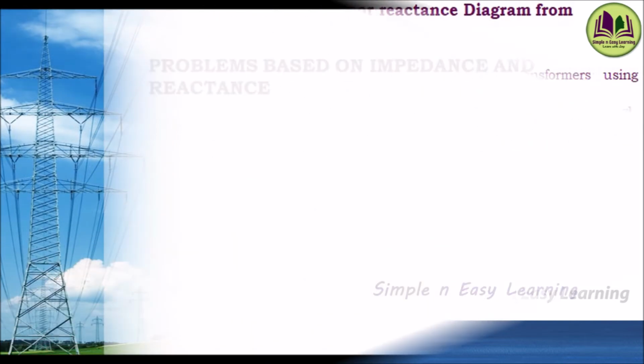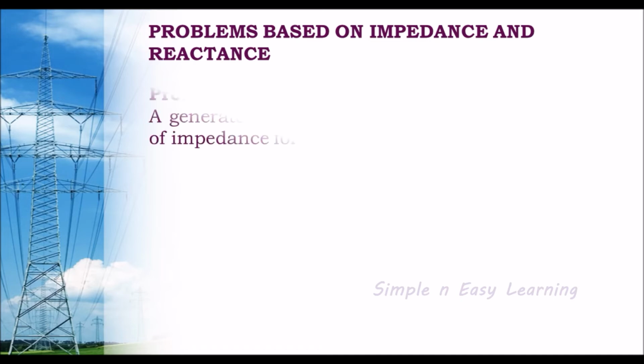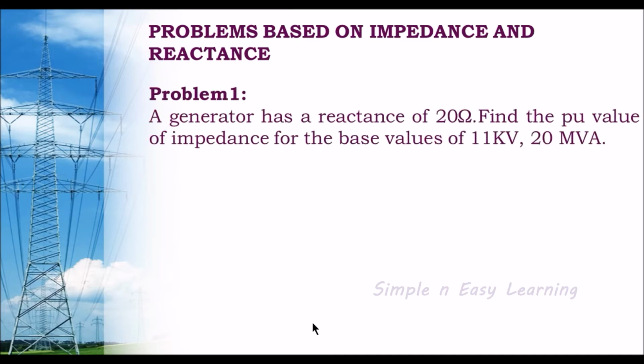Now let's see some simple problems. The first problem is a very simple, 2-mark problem. A generator has a reactance of 20 ohm. Find the per unit impedance for the base value of 11 kV and 20 MVA. So here the reactance value in ohm is given, 20 ohm, and the base value of 11 kV and 20 MVA is given. So we need to find the per unit value.